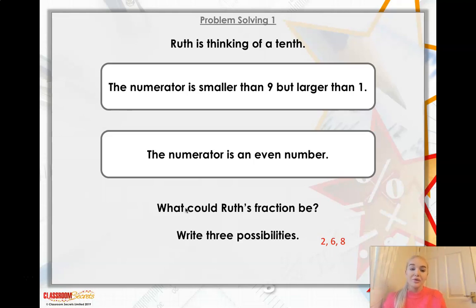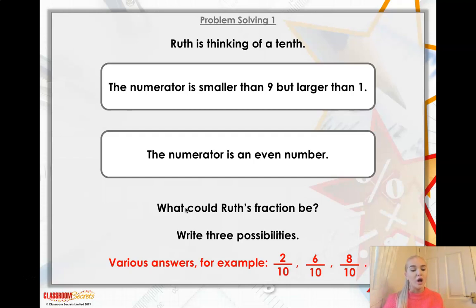And we know that Ruth's fraction is a 10th, the denominator is a 10, so the numerator could either be 2 over 10, 2/10, 6/10 or 8/10. And it could also be 4/10 too, because 4 is an even number and it's a number larger than 1 but smaller than 9. Are either of these fractions a unit fraction? No, they aren't, are they? Why are they not unit fractions? That's right, they have a numerator which is greater than 1, which makes them a non-unit fraction.